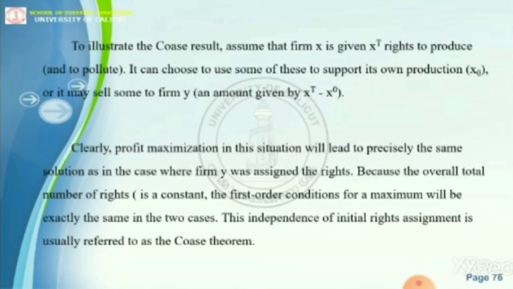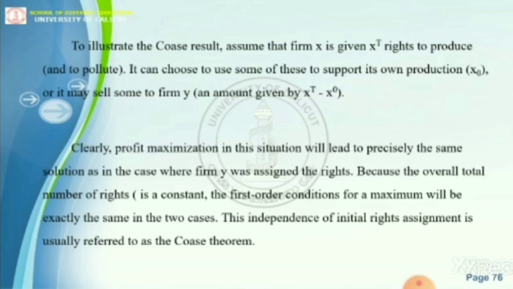This calculation, in combination with firm Y's decision about how many such rights to buy, will again yield an efficient result. To illustrate the Coase result, assume that firm X is given X^T rights to produce, that means to pollute. It can choose to use some of these to support its own production, that is X0, or it may sell some to firm Y, an amount given by X^T minus X0. Clearly, profit maximization in this situation will lead to precisely the same solution as in the case where firm Y was assigned the rights, because the overall total number of rights is a constant, and the first order condition of a maximum will be exactly the same in the two cases.